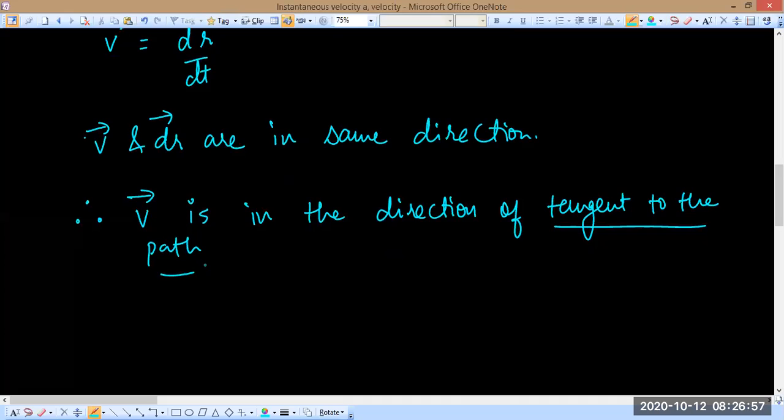So v vector is in the direction of tangent to the path. I hope you understand this and remember this. This is a very important point.